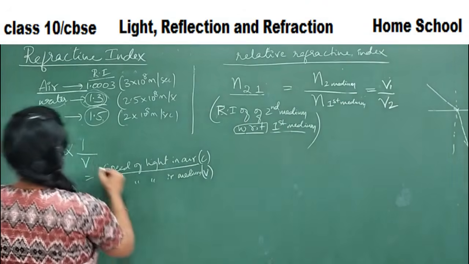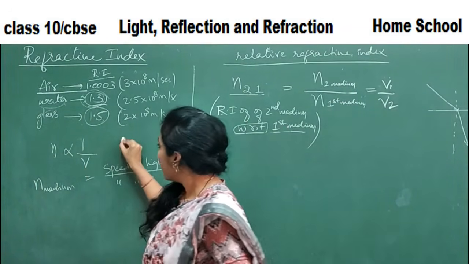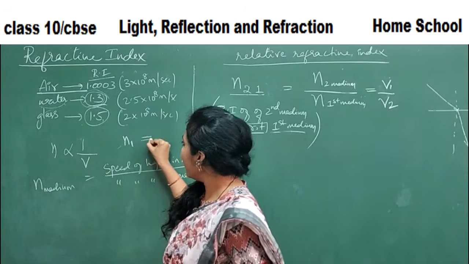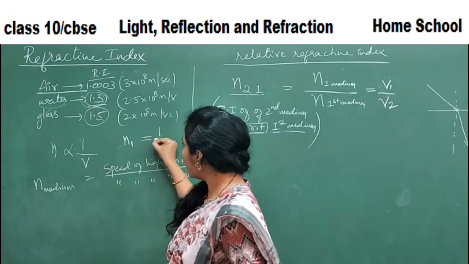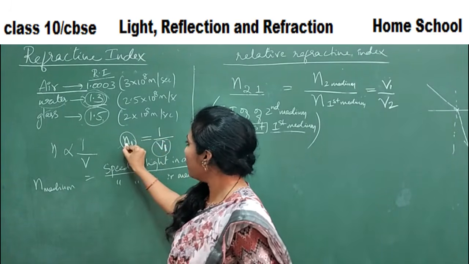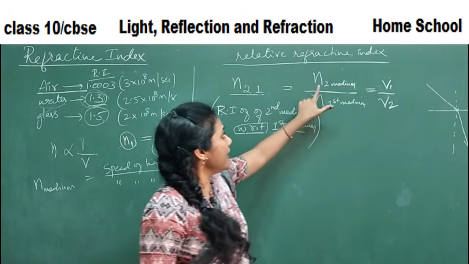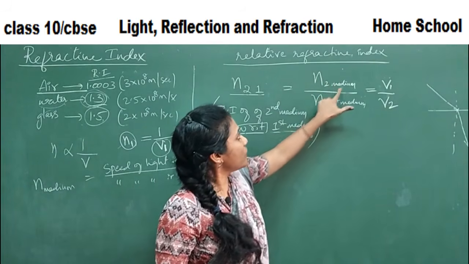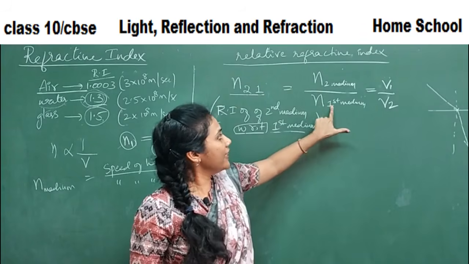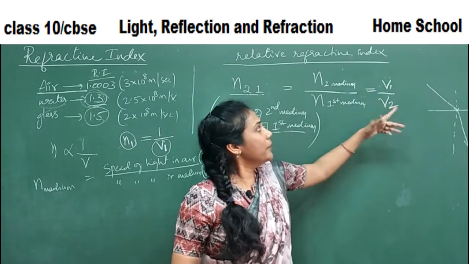Yes or no? We all know refractive index is inversely proportional to the speed of light. If N1 is the refractive index of the first medium, I will write N1 is equal to 1 divided by V1, no? This is inversely proportional. If this is in a numerator, its velocity has to be in the denominator, right? Say N2 is in the numerator, its velocity has to be in the denominator. N1, the refractive index of the first medium, is in the denominator, so its velocity should be in the numerator, right?